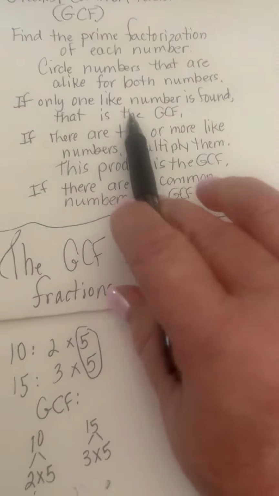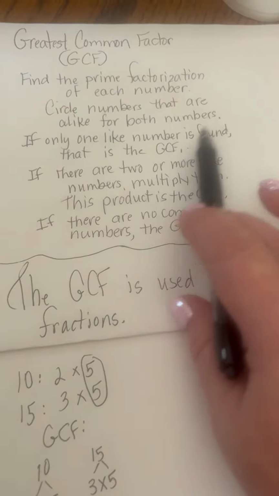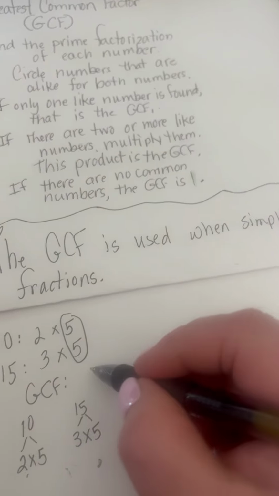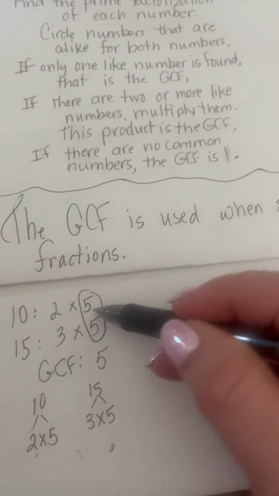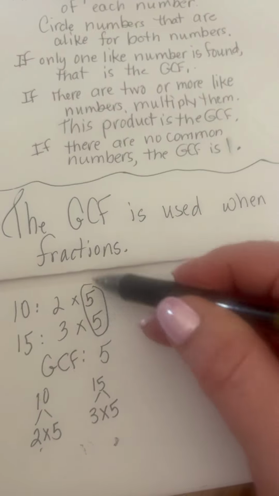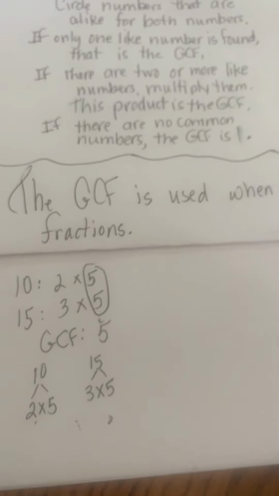Go back to your rules. If only one like number is found, that is the greatest common factor. Your greatest common factor then is 5. Do not multiply these 2 numbers. The circled number counts as one like factor.